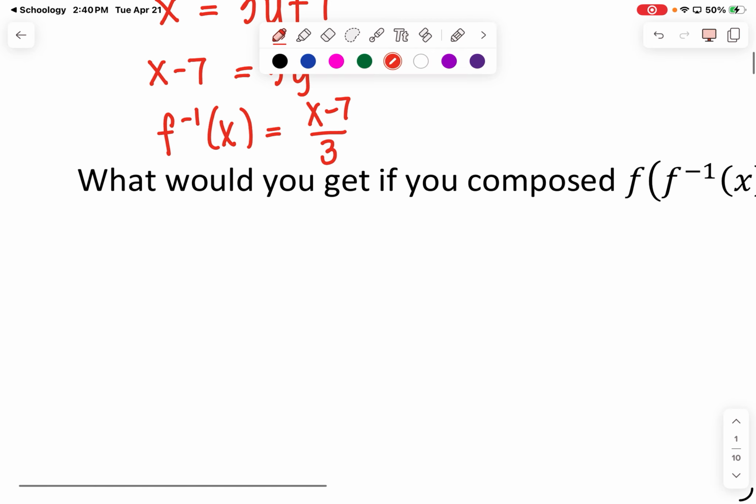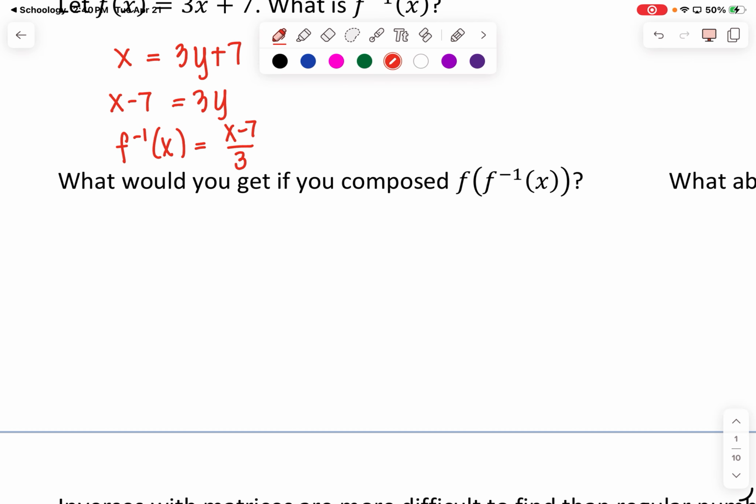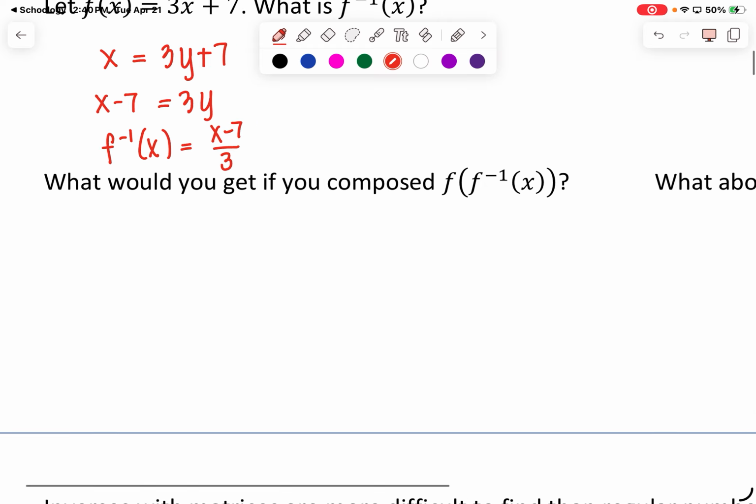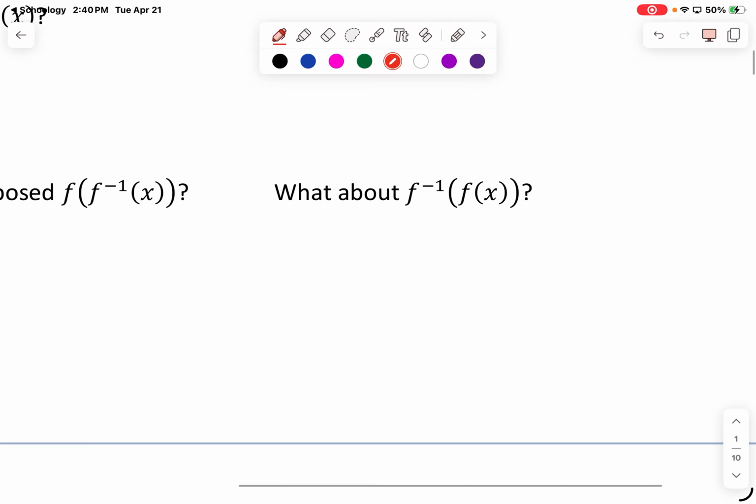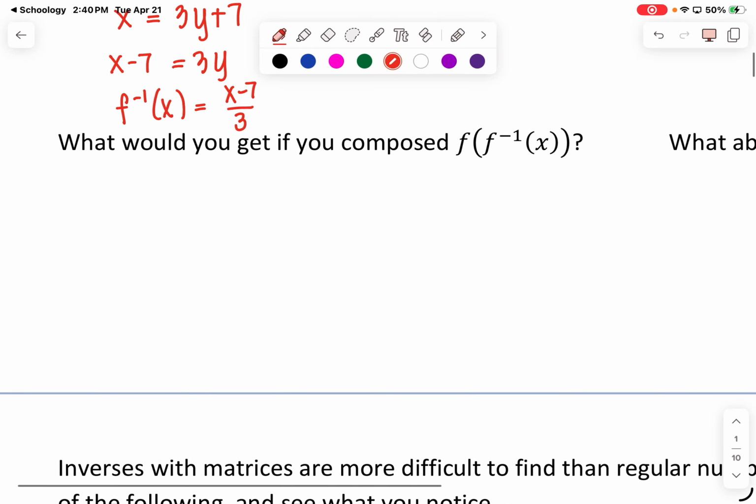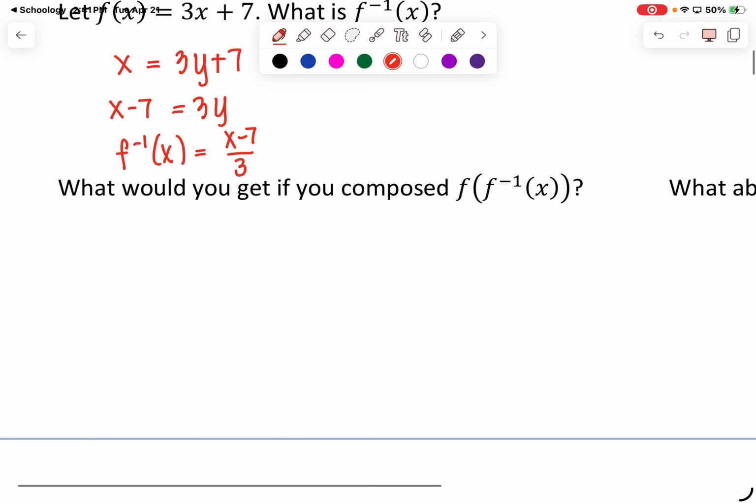Okay, what would you get if you composed f of f inverse? So take f inverse and plug it into f, and then take f and plug it into f inverse. We have talked about this before. If you take f of f inverse, you should get the identity, and vice versa. Otherwise, they're not inverses of each other. So let's just show that that's true.